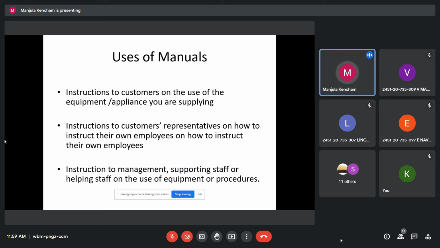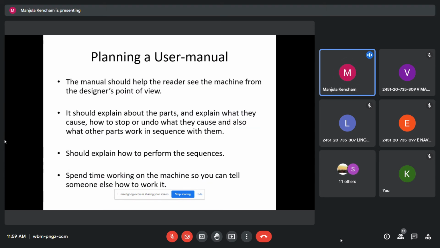What are the uses of manuals? Instructions to customers, instructions to representatives, instructions to management, supporting staff, etc. about the use of procedures or equipment. So, planning a user manual. We have three different types of manuals. One is the operations manual, one is the user manual, one is the instruction manual, right? Have a glance at it.